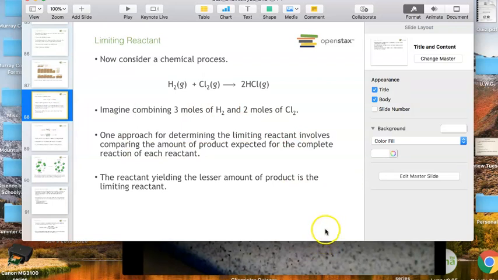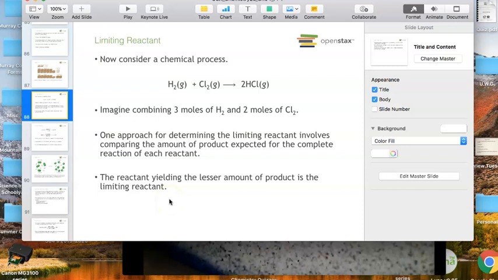Now consider a chemical process. So here we have hydrogen gas and chlorine gas producing hydrochloric acid gas. Imagine combining 3 moles of hydrogen and 2 moles of chlorine. One approach for determining the limiting reactant involves comparing the amount of products expected for the complete reaction of each reactant. The reactant yielding the lesser amount of the product is the limiting reactant.